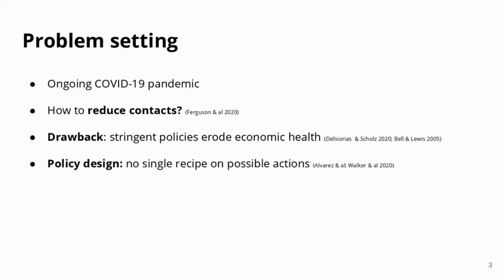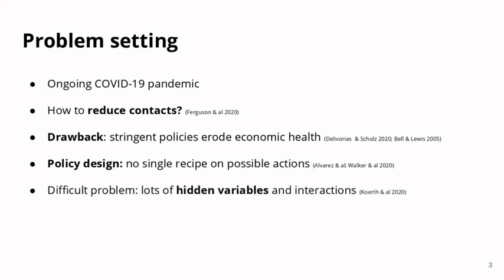And the policy design game, in a sense, hasn't had a single recipe. We have seen that every country has acted more or less differently with different priorities and strategies, enforcing lockdowns or not, closing businesses or not, enforcing usage of masks, etc. And of course, it's a very difficult problem for the policymakers or the governments in general because we have lots of hidden variables, and we can more or less rely only on local data and summaries, such as the number of total infections or the number of total deaths.